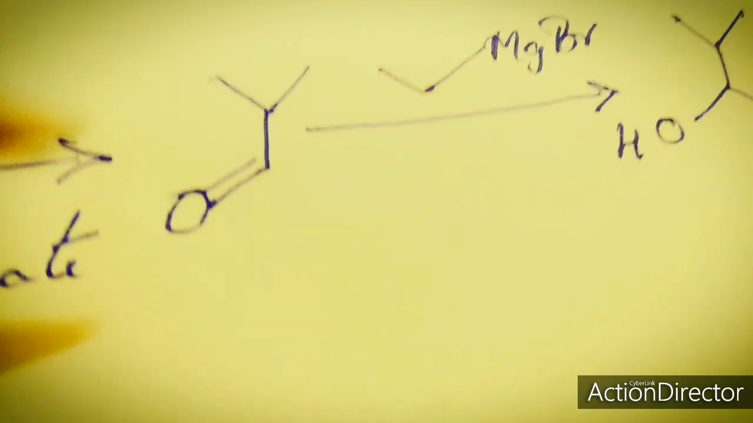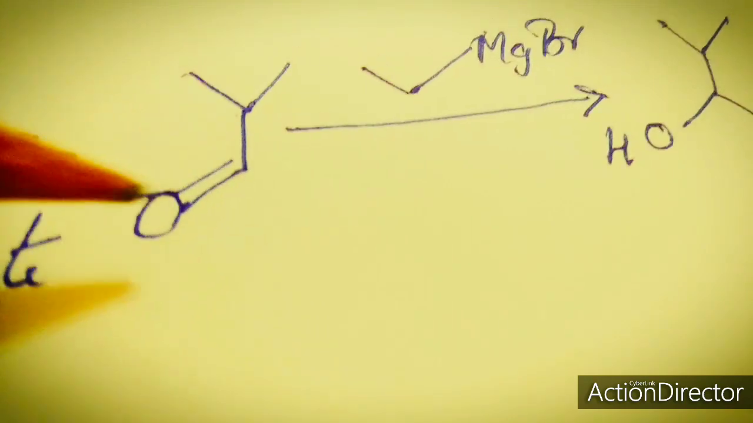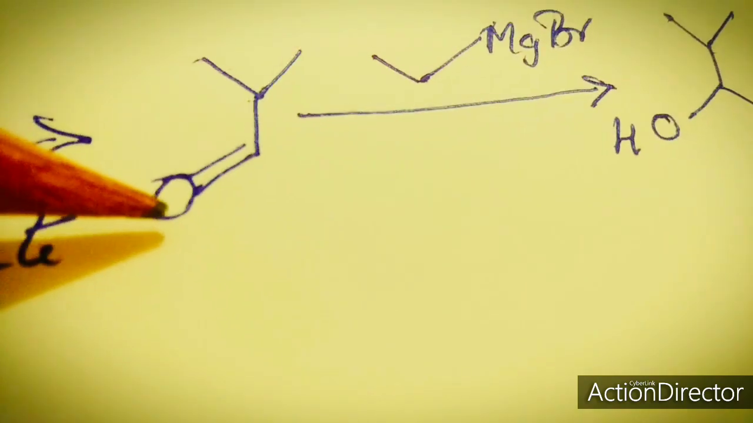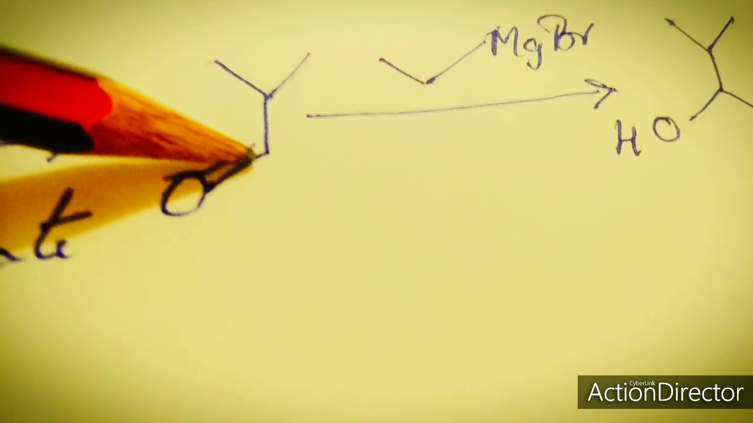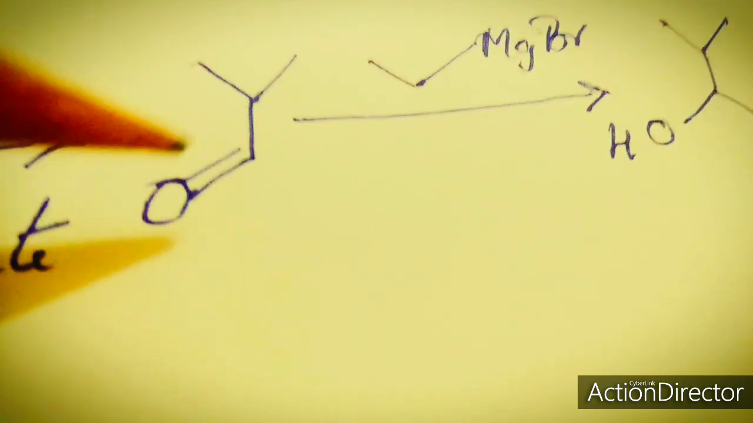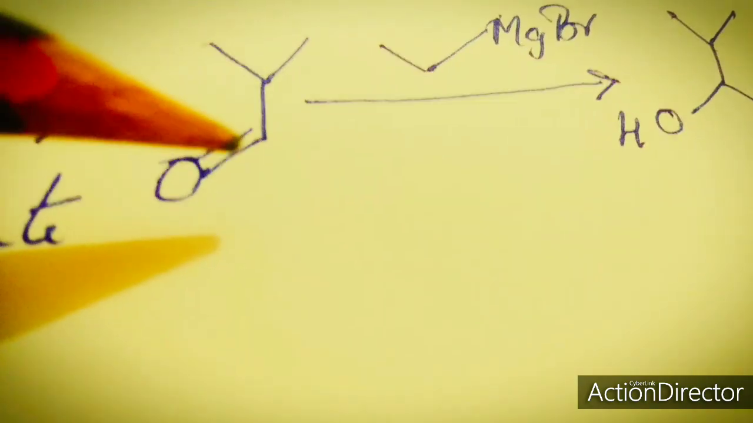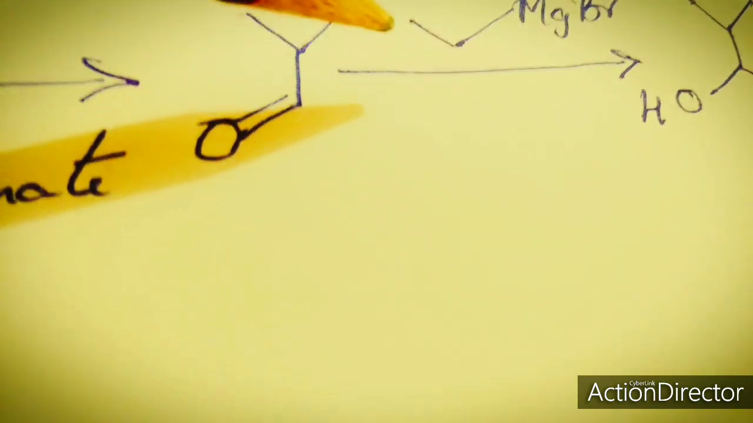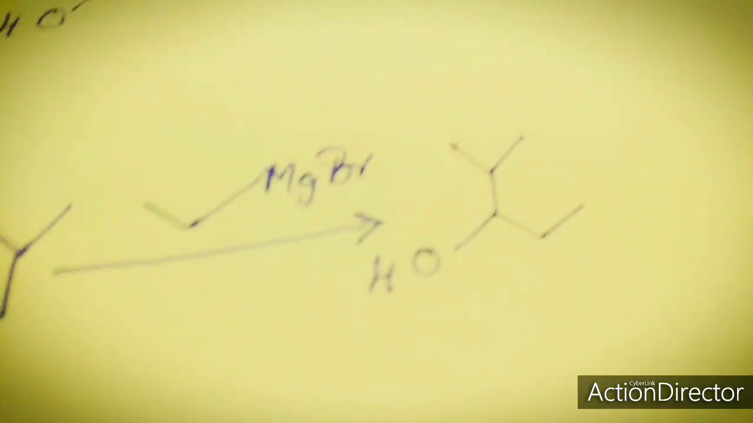After this, the last step is simple, because we know that with R MgBr here we will get an alcohol, and carbon will be positive because of this shift of pi electrons, so oxygen negative, Mg positive, carbon positive, R negative, and this is R negative, CH3 CH2. So CH3 CH2, and we get the target molecule.